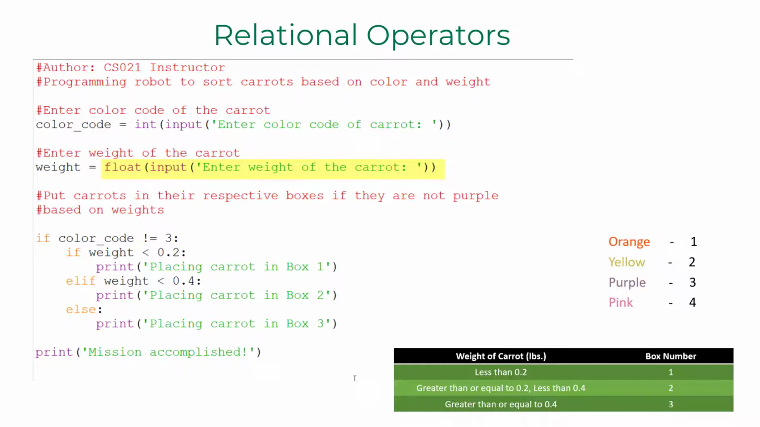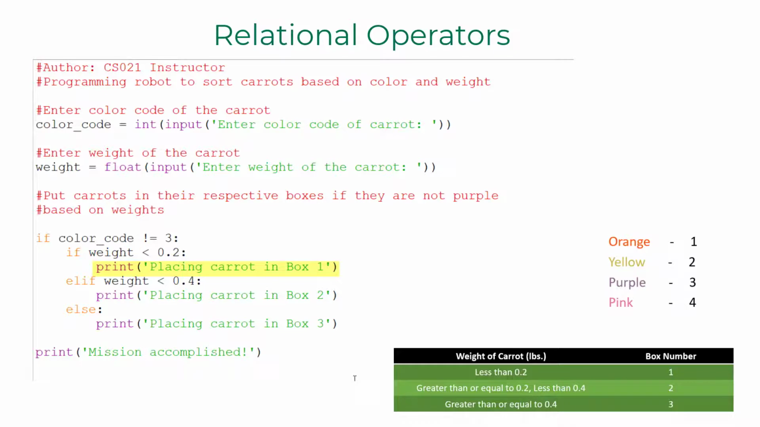All right. Now we're going to check if the carrot's color is purple. Okay, so we have to sort the carrots into boxes only if the carrot's color is not purple. We're doing that with this if statement. If color code not equals 3, that's when we are entering the scope of this if statement. Right here, we're going to check the weights of the carrots. Okay, so if the weight of the carrot is less than 0.2 pounds, you're going to place it in box 1.